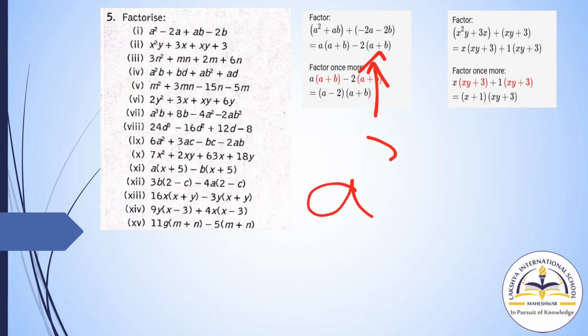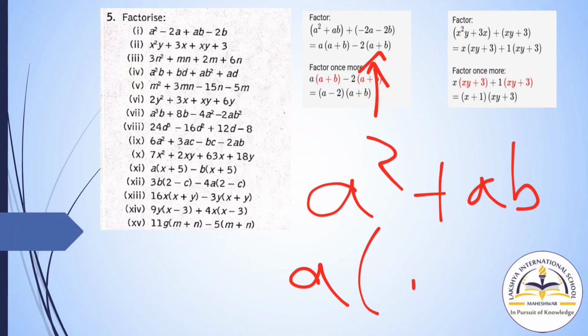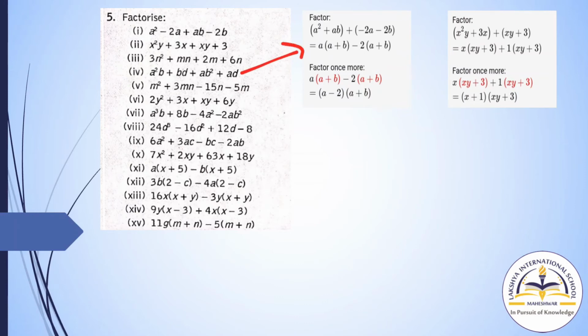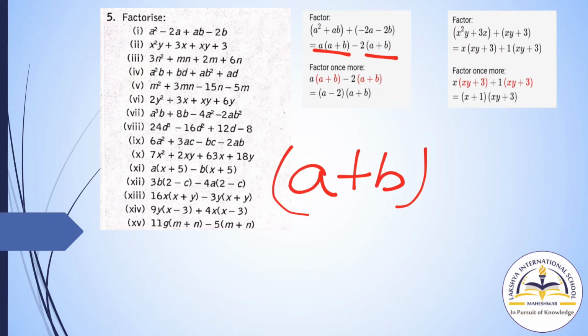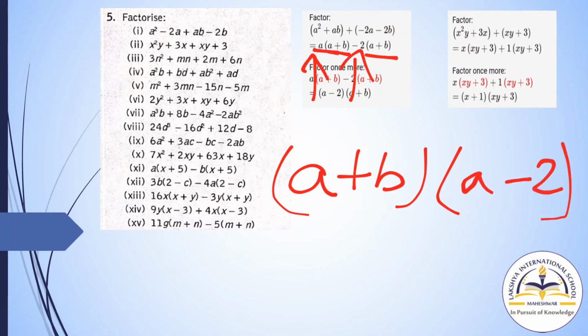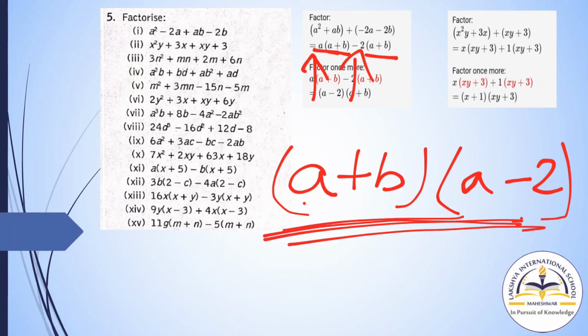Now in a square plus ab you will take common a, then what will be the remaining term? a plus b. So here we have written them. Now what you have to do, you can see here a plus b and a plus b are common in these two terms, so we will write a plus b. What will be the remaining? This is common, first we will write the common term. Now what will be the remaining? That is a minus 2, we will write that directly in the bracket. Now this will be the answer, that is a plus b and a minus 2.